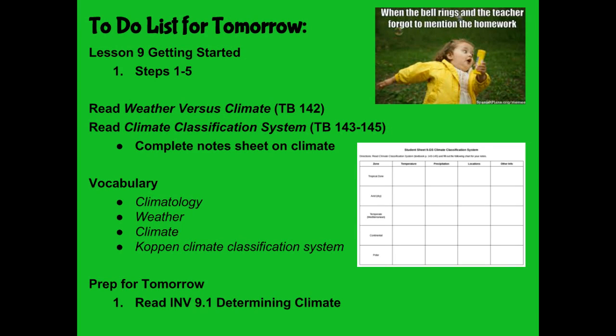So, to-do list for today, Lesson 9, getting started, steps 1 through 5. You're going to want to read Weather versus Climate in your textbook on page 142. After that, you're going to want to read Climate Classification Systems. That's in your textbook, page 143 to 145. And as you're reading that, you should complete the note sheet. The vocabulary you should have done by the end of the hour are climatology, weather, climate, and Köppen climate classification systems. And if you get time at the end, you should read Investigation 9.1.